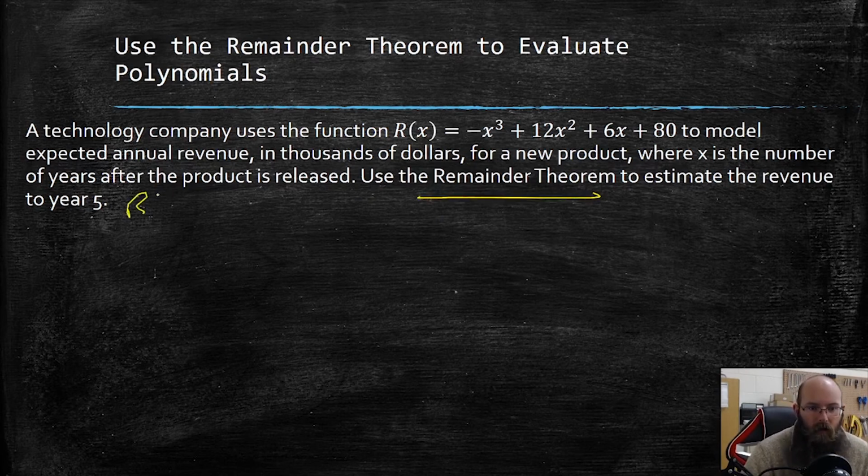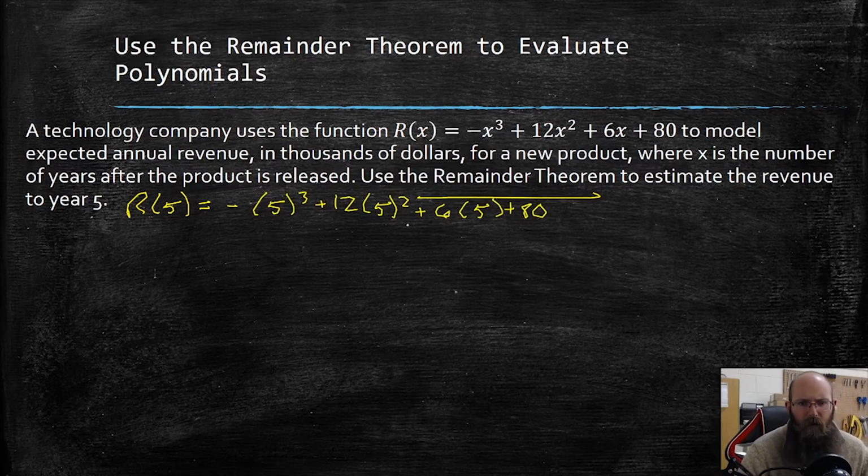So I could plug that 5 in, and just literally plug it into the formula. So negative, and then that's 5 cubed plus 12, 5 squared plus 6 times 5 plus 80. But sometimes this can get pretty muddy. 5 cubed gets pretty large, and then 5 squared times 12, big numbers sometimes. Instead, I could use the remainder theorem, like they actually told me to.